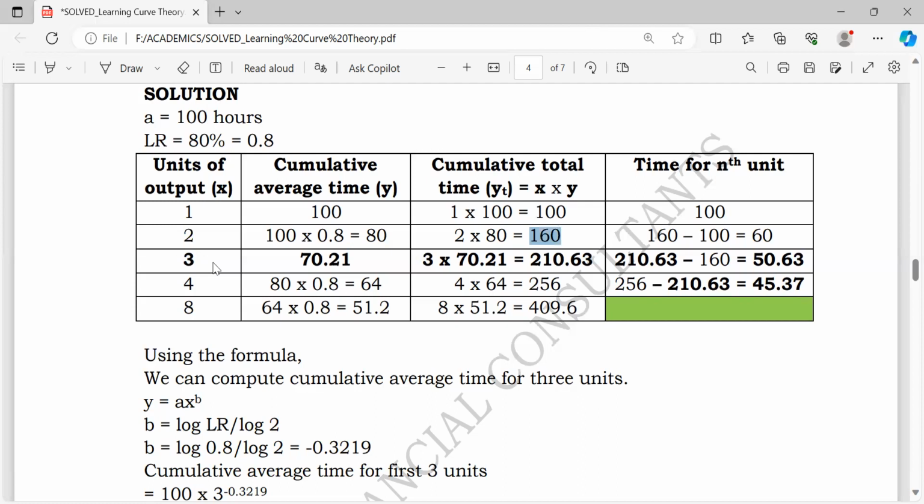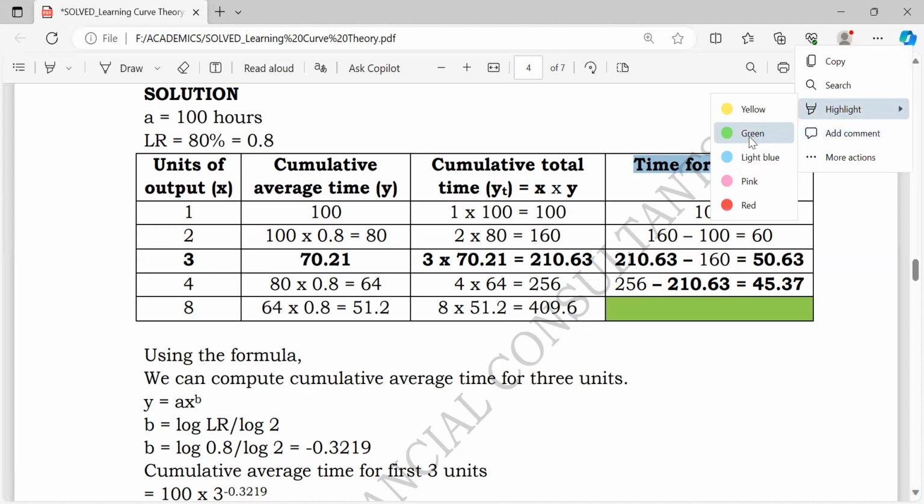And then disregard this number 3 first. For 4 units, I would take 4 units times the average for 4 units: 4 times 64, which is 256. And for 8 units, I would take 8 times 51.2, which is 409.6. Something like this, right? And then here we'd have time for the nth unit. We'd have time for the nth unit here.